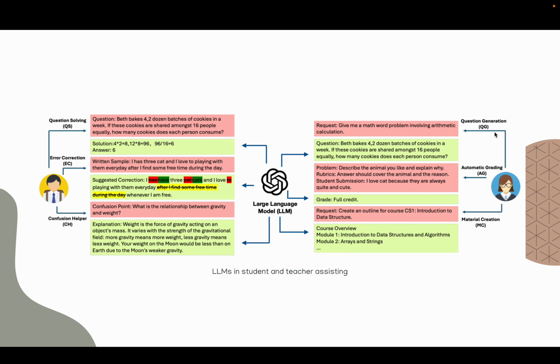So coming to the right side, we have the teaching assisting tasks, and the first one, question generation, involves the LLM generating a math word problem involving arithmetic calculation, upon request, so: give me a math word problem. So that's a request. And for automated grading, here the LLM evaluates a student's submission against a set rubric and grants full credit for the answer provided about a favorite animal.